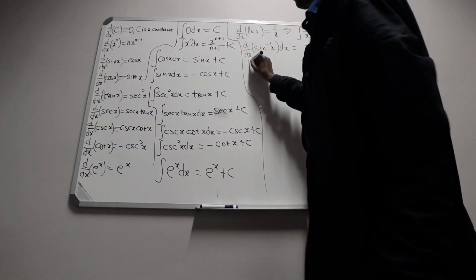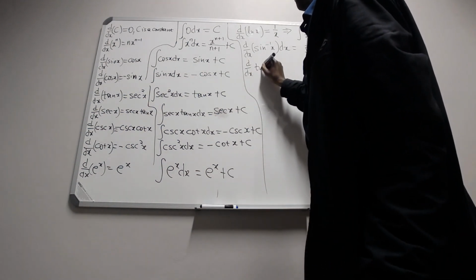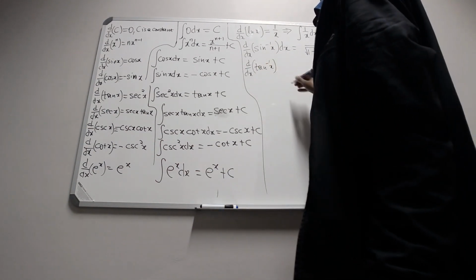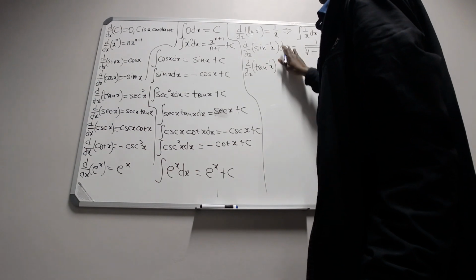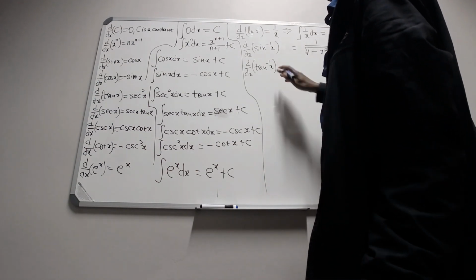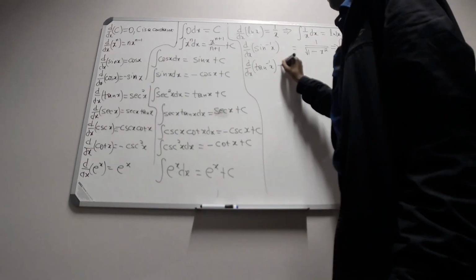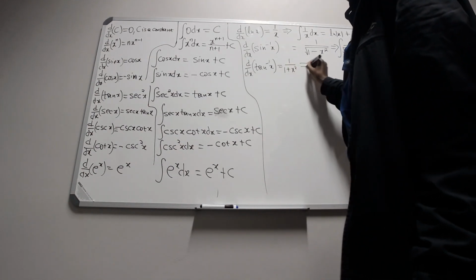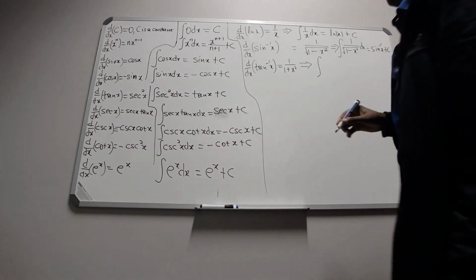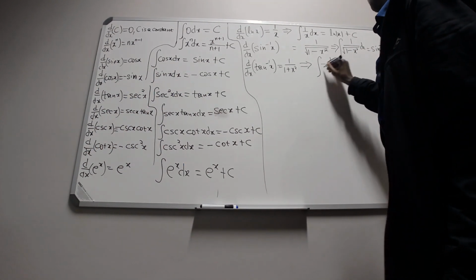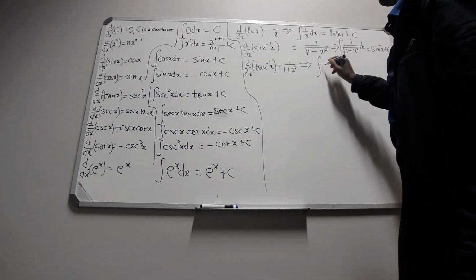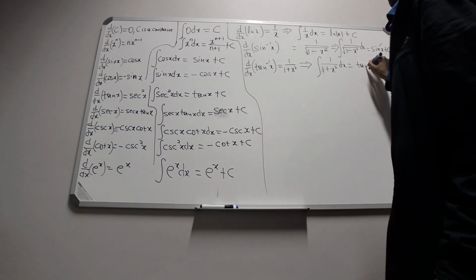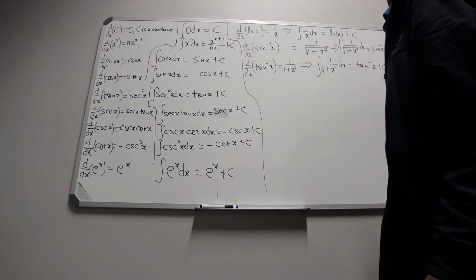The other one is d/dx of arctan of x. So for that, the derivative of arctan, you recall it's 1 over 1 plus x squared, which implies that if you are asked to find the integral of 1 over 1 plus x squared dx, then you know that this is arctan of x plus c.